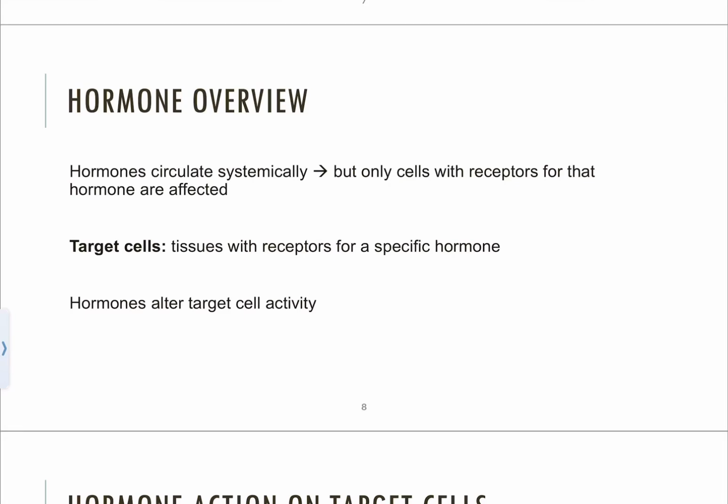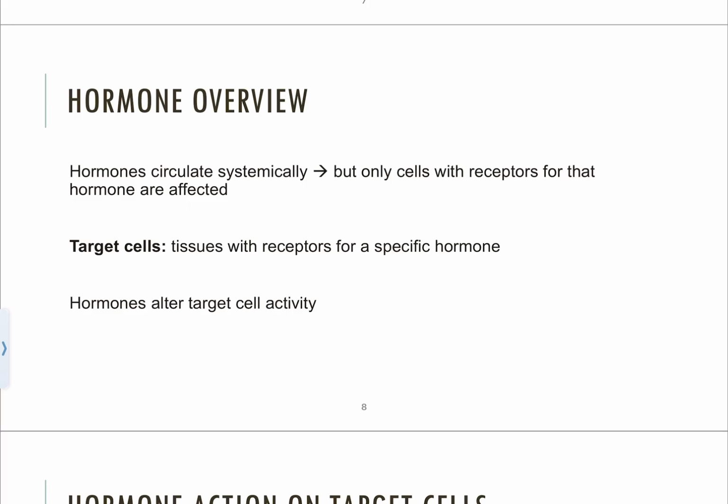Okay, moving on to section 3, we're just going to do a little bit of hormone overview and how hormones act. A lot of our hormones actually act through second messenger systems or by activating very specific genes. Hormones circulate systemically because they have access to our bloodstream, where most of them can be found traveling, but only cells with the receptors for that hormone are affected. So there is target specificity. Target cells with the receptors for that specific hormone are the only cells that can be affected by the hormone to begin with.